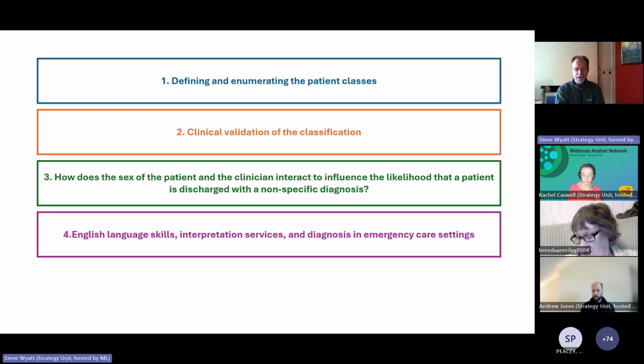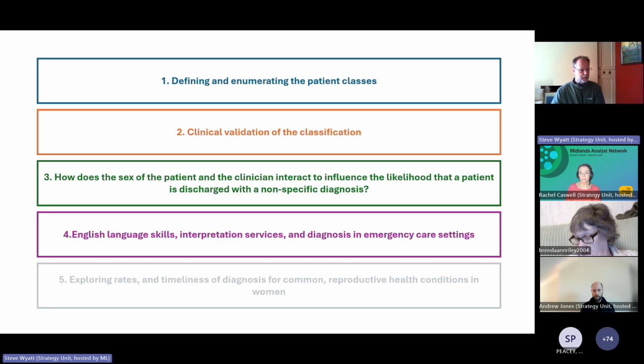And again, if we were to identify some association between English language skills and non-specific diagnosis, it might lead us to some suggestions about how we can improve the care for those patients. Access to translation, etc., which I know is a pertinent issue within hospital services at the moment.